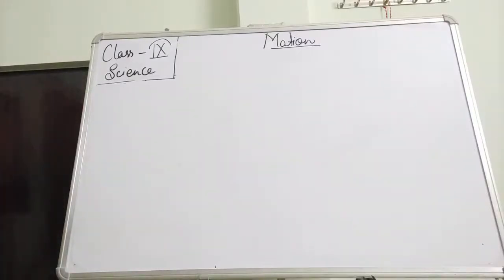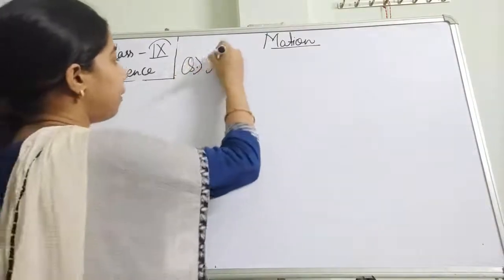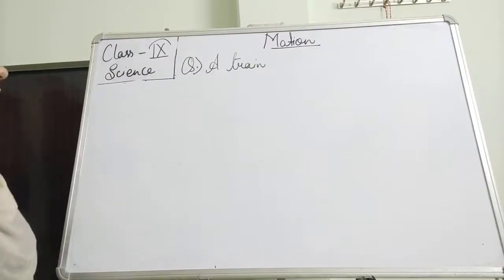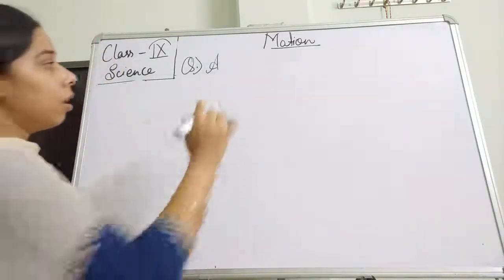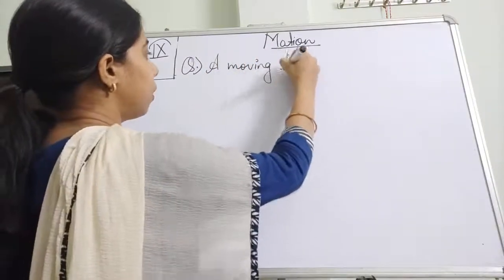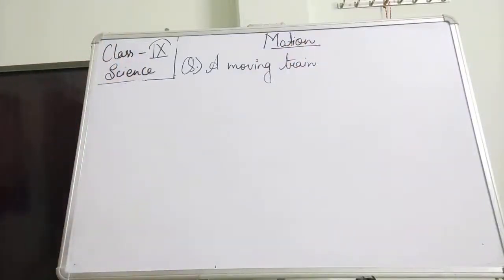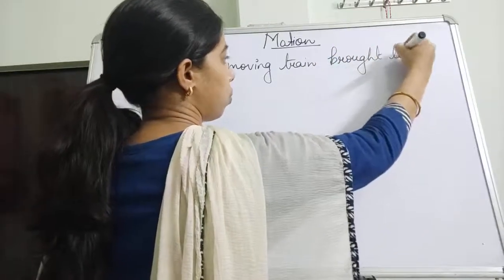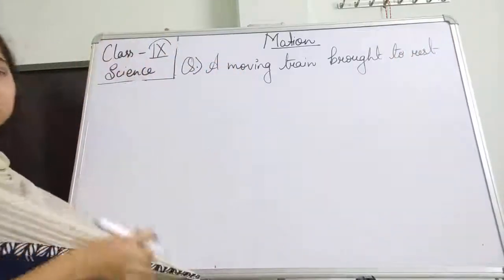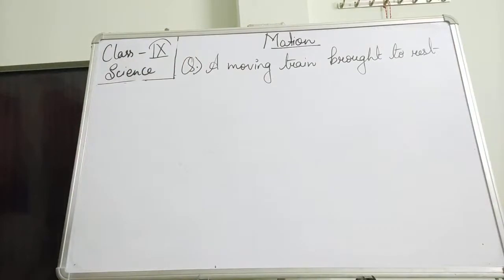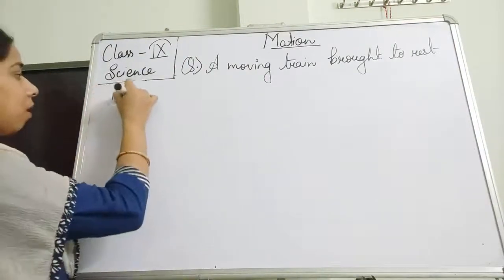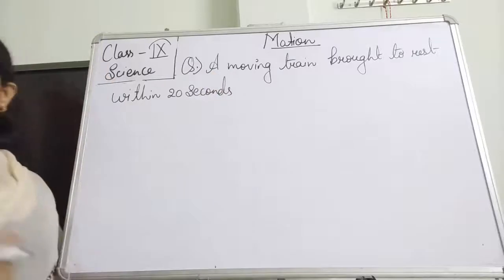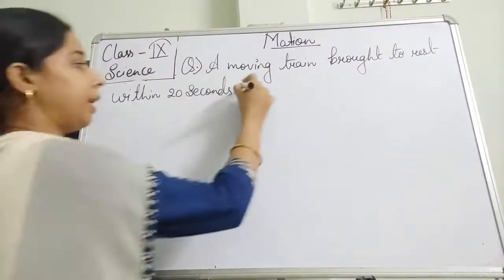Okay, now see here. The question is that a moving train is brought to rest within 20 seconds by applying brakes.